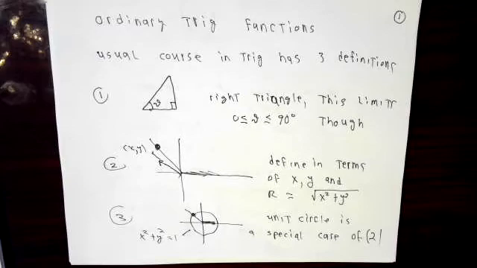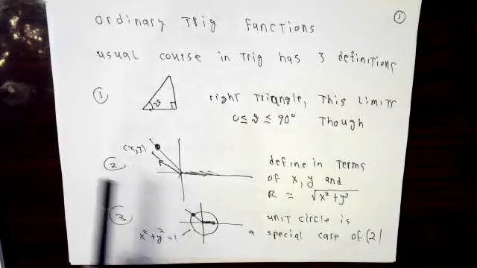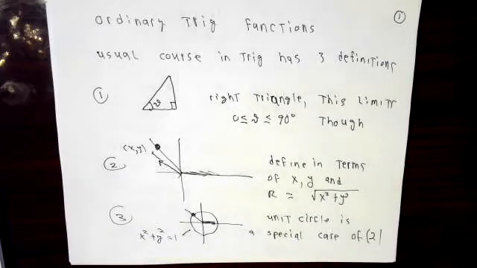In a typical trig class, you have at least three ways to think about how these trig functions are defined. There's right triangles, there is a point on the terminal side of the angle, and there's the unit circle method also. The unit circle method is actually a special case of the second method, though.